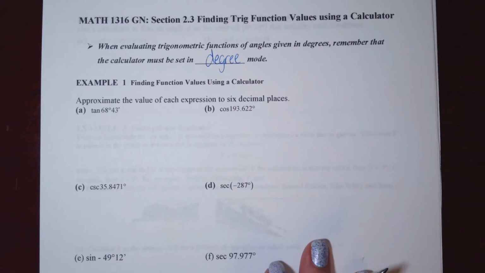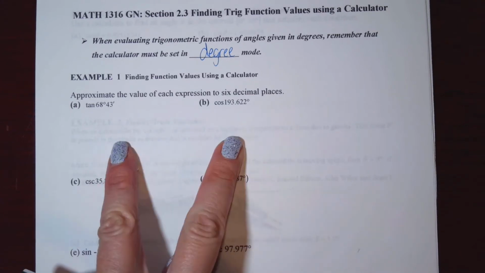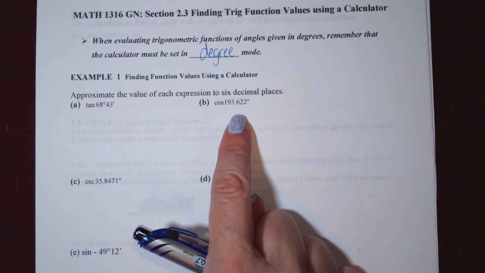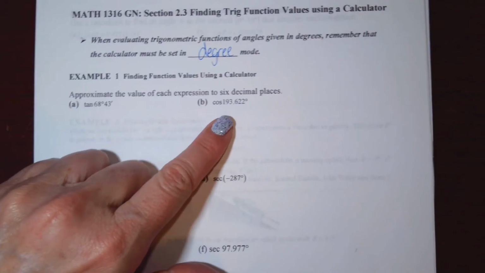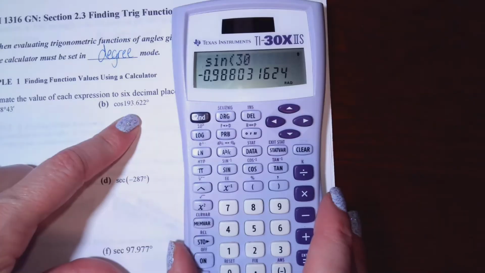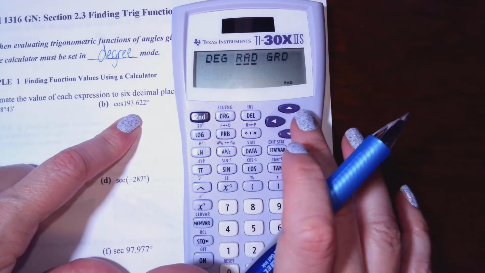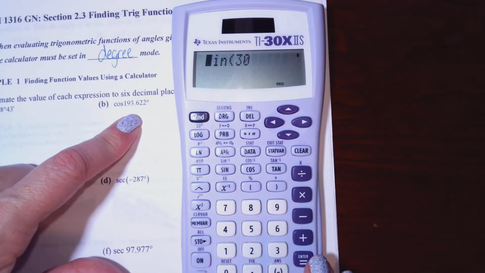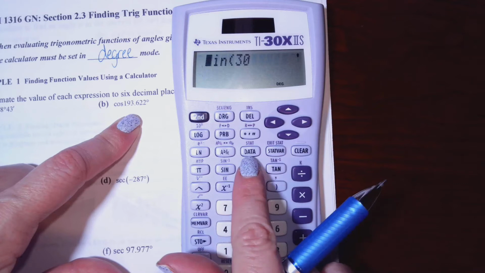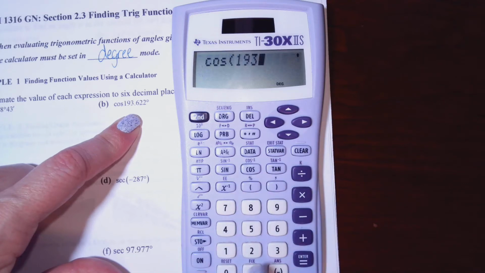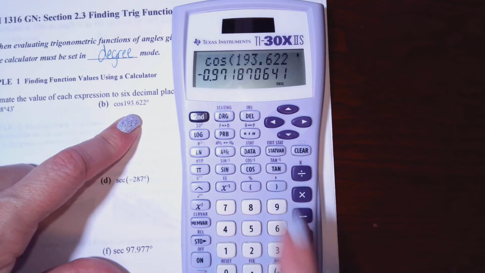Okay, so let's start with some easy ones. Let's start with the easiest one of all. Let's start with B, not A, but B, cosine of 193.622 degrees. Now, I've been playing with radians, so I need to change it back to degree mode. And I'm going to find cosine of 193.622 degrees. And there we go.